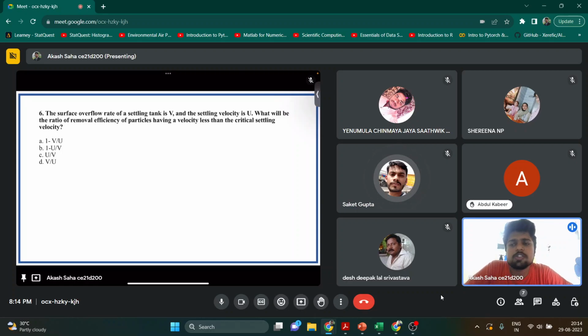Okay, the surface overflow rate of a septic tank is V. So SOR is V, and the settling velocity is u. So what will be the ratio of the removal efficiency of particles having a velocity less than the critical settling velocity?